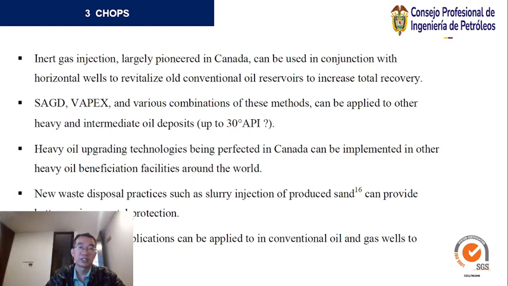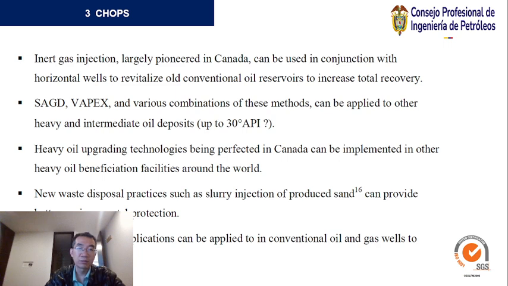Inert gas injection, largely pioneered in Canada, can be used in conjunction with horizontal wells to revitalize old conventional oil reservoirs to increase total recovery. Secondly, VAPEX and various combinations of this method can be applied to other heavy and intermediate oil deposits up to 30 degree API.